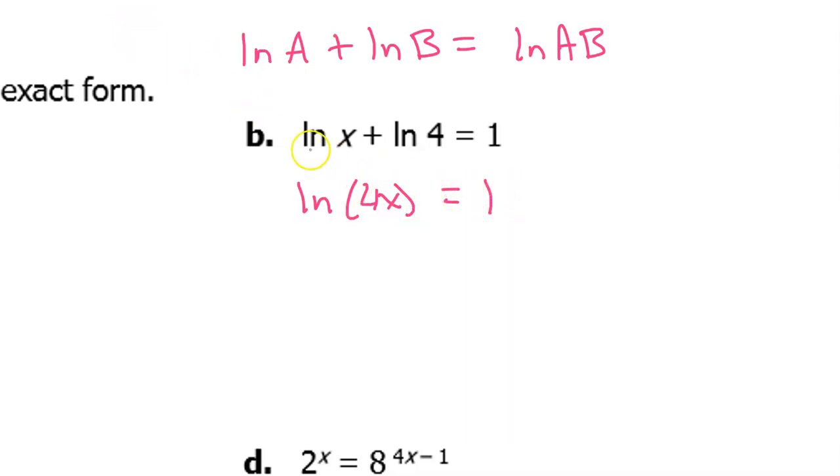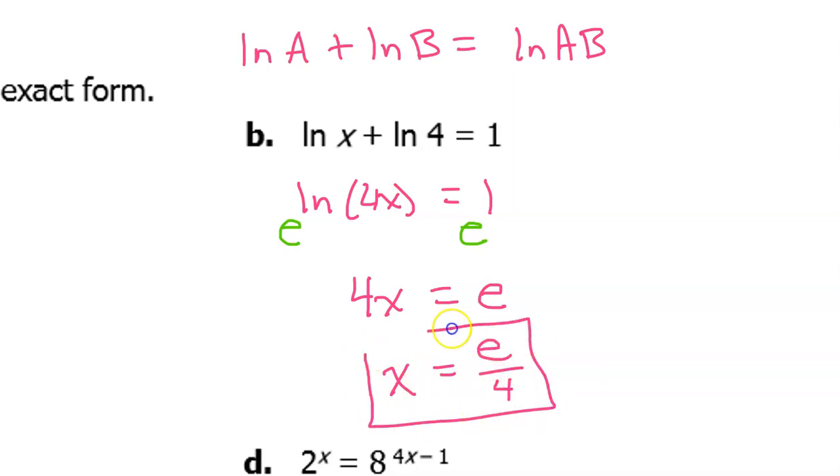Now let's use the little trick I showed you on the previous problem and give each side of the equation a base e. These will now cancel each other out and leave you with 4x. And then, of course, e to the 1 power is just e. Dividing both sides by 4, we get x is equal to e over 4. How easy is that?